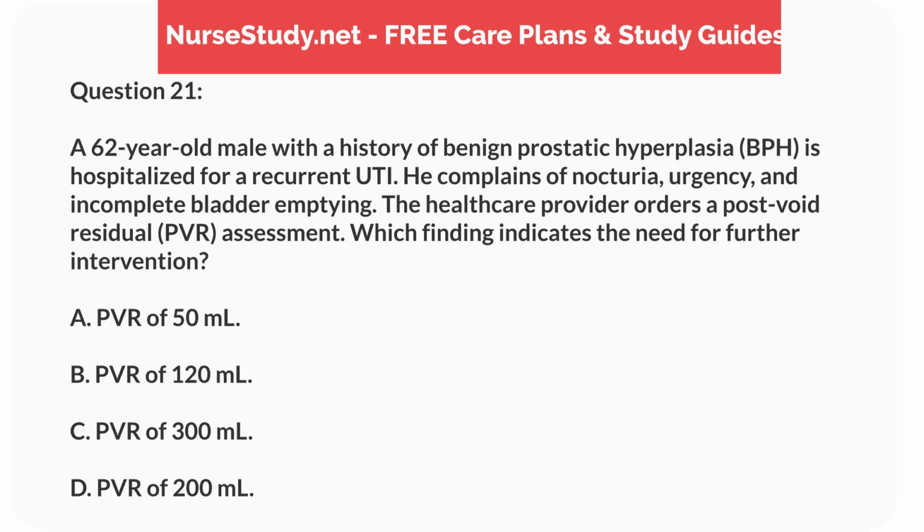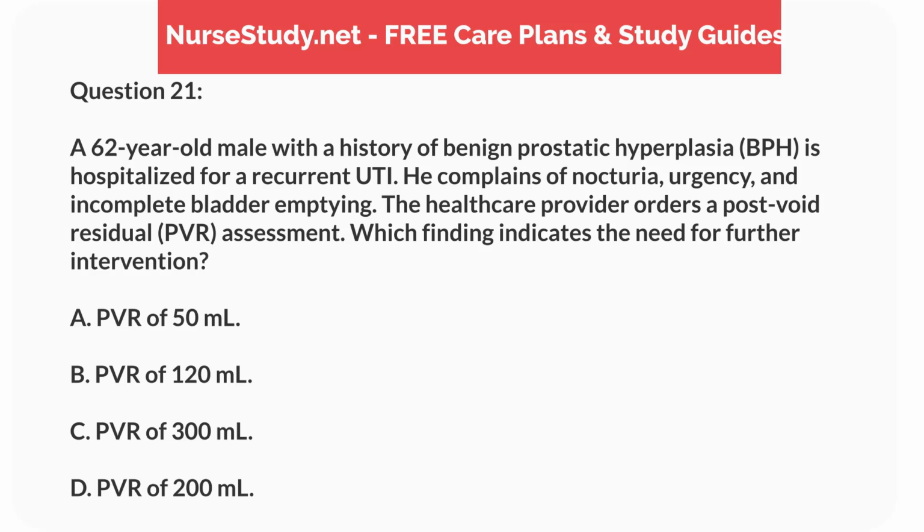Question 21. A 62-year-old male with a history of benign prostatic hyperplasia, BPH, is hospitalized for a recurrent UTI. He complains of nocturia, urgency, and incomplete bladder emptying. The healthcare provider orders a post-void residual, PVR, assessment. Which finding indicates the need for further intervention? A. PVR of 50 milliliters. B. PVR of 120 milliliters.